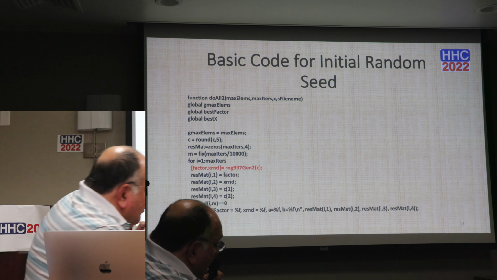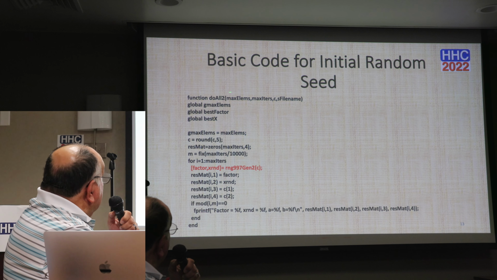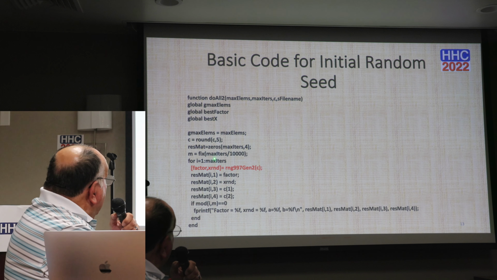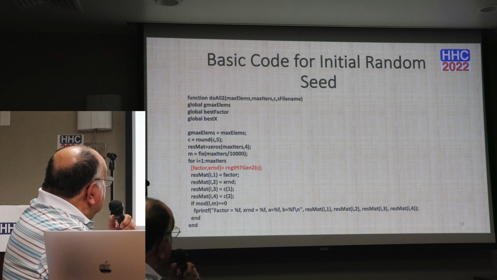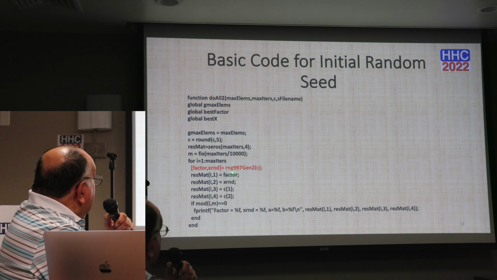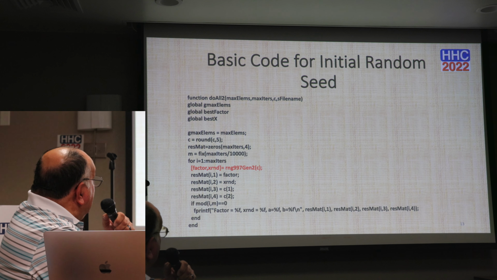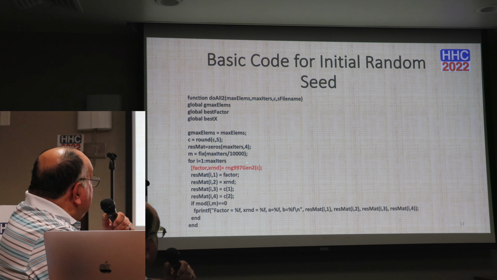Just a summary, a brief look at the MATLAB code. This is the function that does the main testing and stores stuff. Here it calls RNG 997 Gen 2, that's one version. C is the array of A and B. And the function returns the penalty factor and the initial random number that it generates.